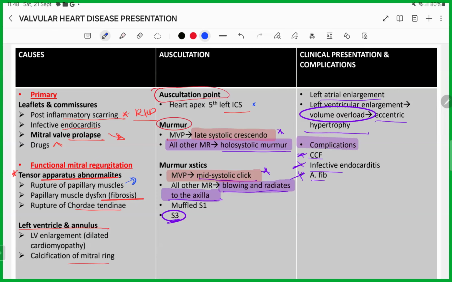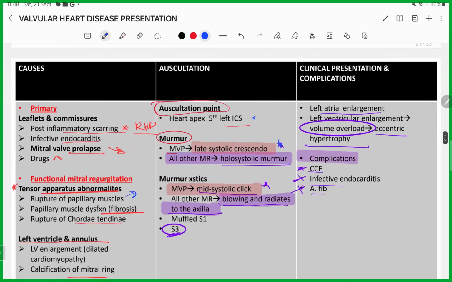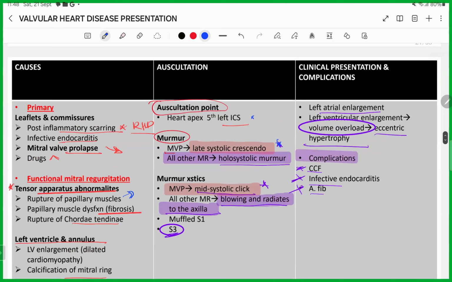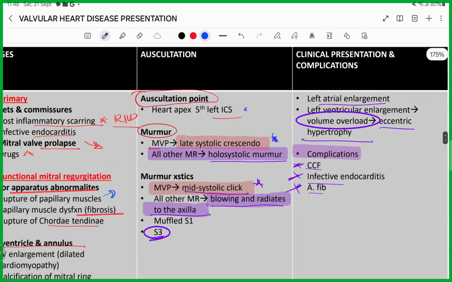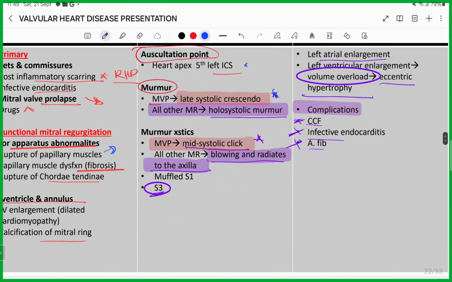And then mitral valve prolapse is a bit unique. The murmur is not very similar to the others. It's a late systolic murmur associated with a mid systolic click. But then just remember it's a systolic murmur when it comes to mitral regurgitation. The presentation complications, they said atrial enlargement, because blood is being pushed back into the atrium, and then the ventricle will also be enlarged because of volume overload, and complications: congestive cardiac failure, infective endocarditis, atrial fibrillation, and that kind of makes sense if you put it all together.